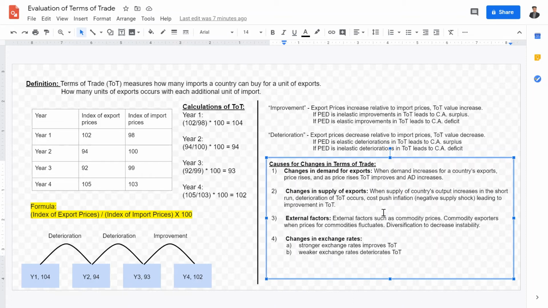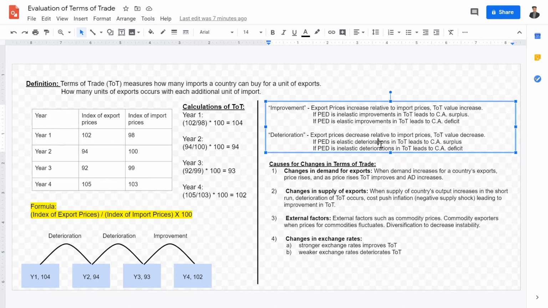So it's important to take note, a deterioration is not always bad. In this case, a deterioration in the short run may be good, depending on the price elasticity of demand. If the price elasticity of demand is elastic, then having a deterioration in the terms of trade for the short run will actually be good for the current account, leading to a surplus.